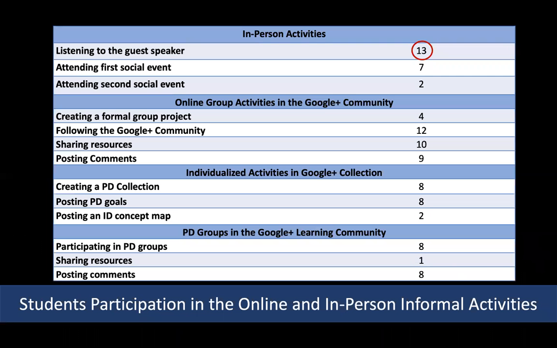This table shows the number of participants who engaged in the different types of informal learning activities. As you can see, most of the participation was in the first in-person activity, in which the students listened to a user experience design expert who attended the second face-to-face class meeting. About half of the students attended the first social networking event that was held at the university's campus. On the other hand, only 2 students attended the second social gathering that was held at a coffee shop.